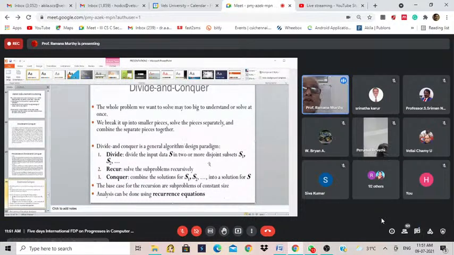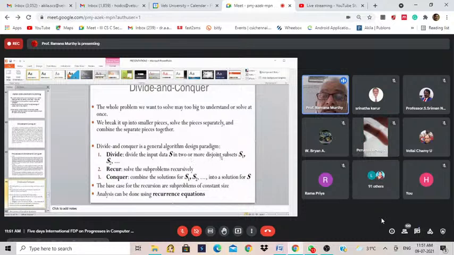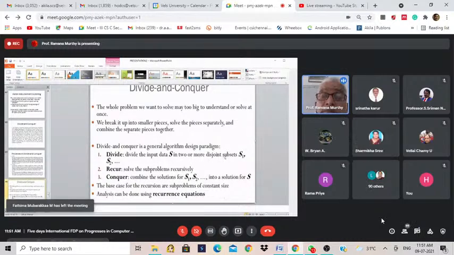Okay. So now, if you use divide and conquer, the whole problem you want to solve may be too big to understand or solve at once. Therefore, we break it up into smaller pieces, solve the pieces separately, and combine the separate pieces together. So divide and conquer is a general algorithm design paradigm. It divides the entire data input into subsets, let's say S1, S2, S3, Sn. The subdivided inputs are disjoint subsets.